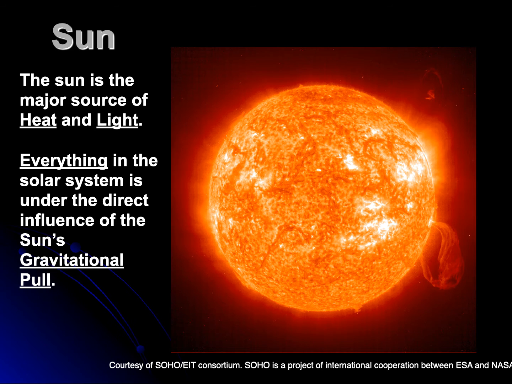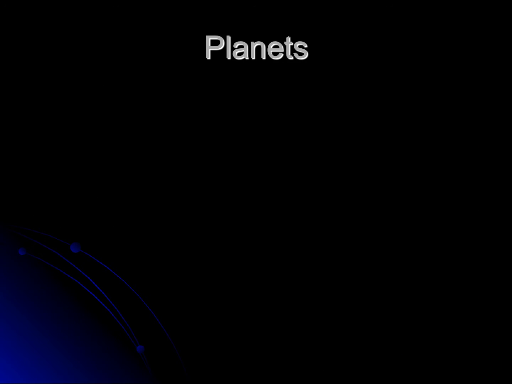Now, the sun is the only star we have in our solar system. And if you think about different stars, the sun's actually a smaller star. So we'll address that in later units, but keep that in mind. Let's move on to planets.